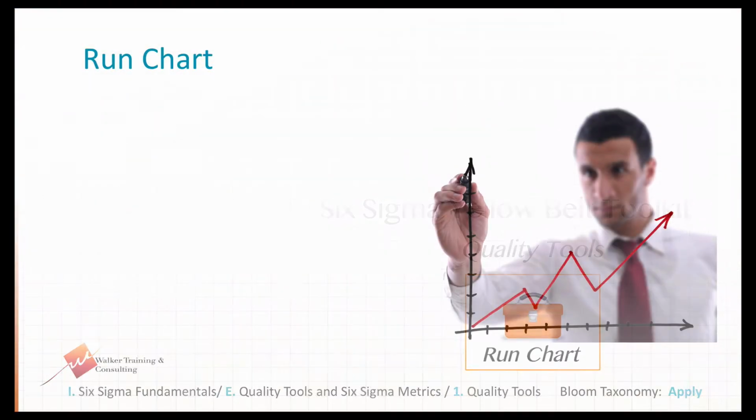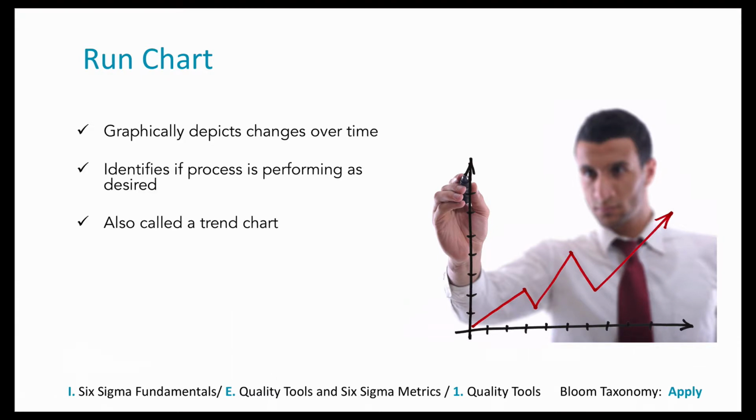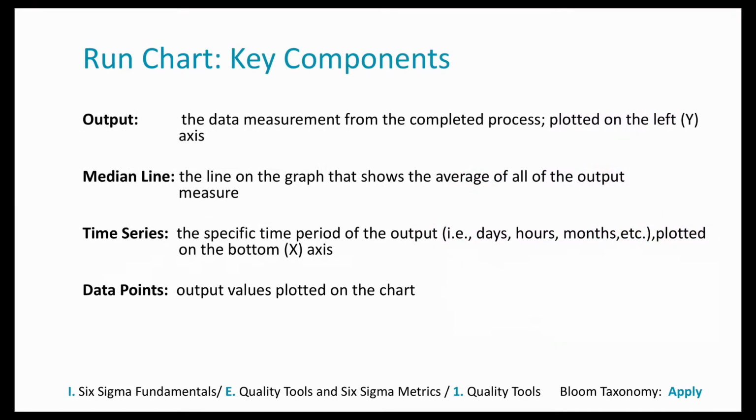A run chart graphically shows process performance over time. It helps you to see if your process is performing as desired, and it's also called a trend chart because it helps you to identify patterns or trends, which is very important to check to see if improvements you put in place are making a difference. We will complete a run chart step by step, but let's review a few key terms first.